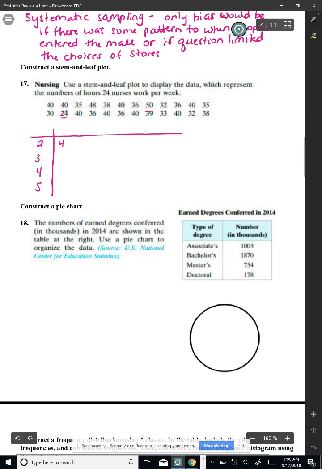So there would be our 24, and it looks like we have 30, and I'm just kind of marking them out as I go to help keep up with which ones we've already done. And then it looks like we have 1, 2, 2 32s.